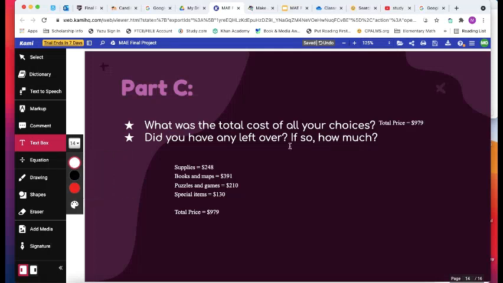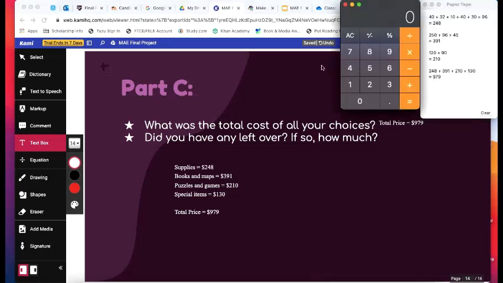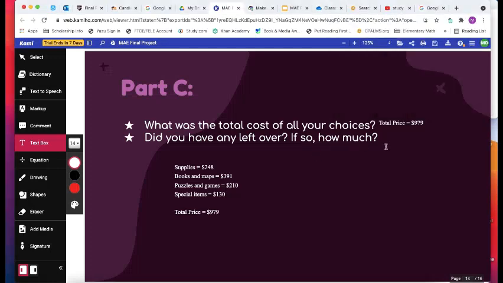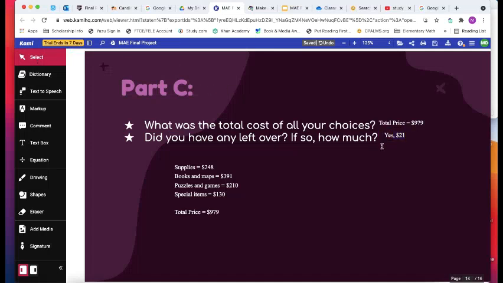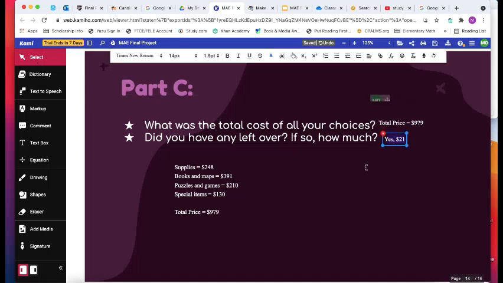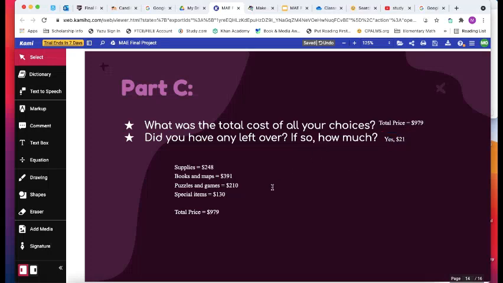So we did have some left over because our budget was $1,000. So if we do 1,000 minus $979 that we actually used, we had $21 left over. That means that we came very close. So yes, we had some left over, and we had $21 left over. So that's the answer to the second question.